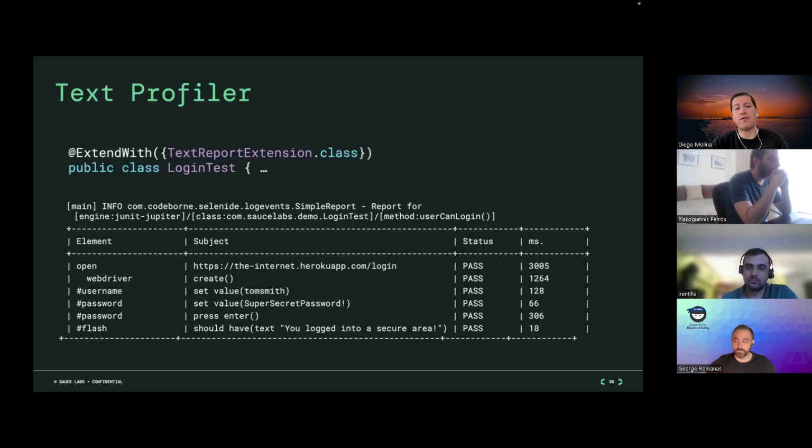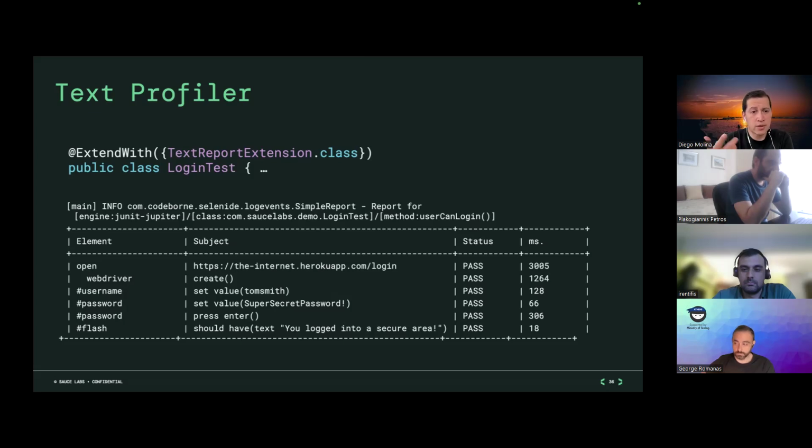Then you have things like a profiler. If you just annotate your class with the text report extension, you might be interested to know. Let's imagine a scenario where your tests are slowing down for some reason, and you need to understand what is getting slow, because that could help you diagnose what is going wrong with the application, or maybe what is going wrong with your test framework.